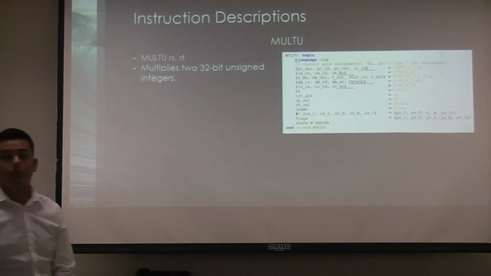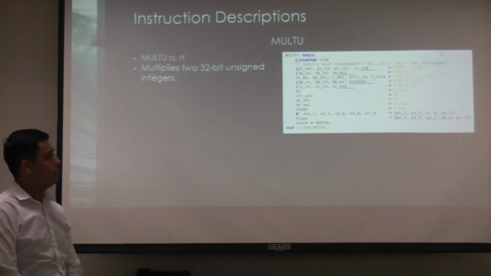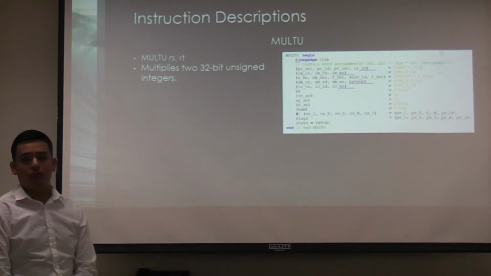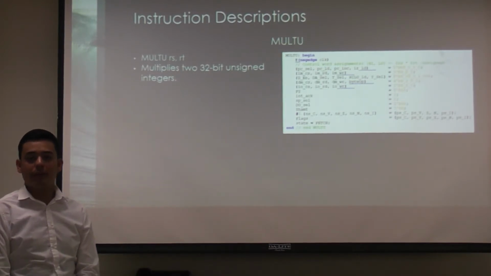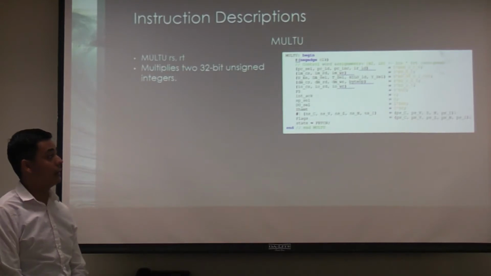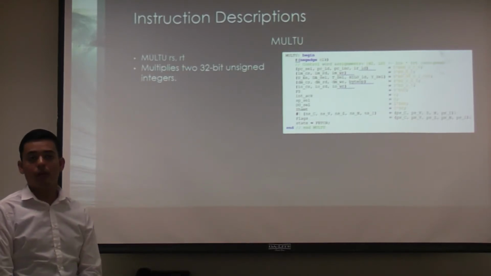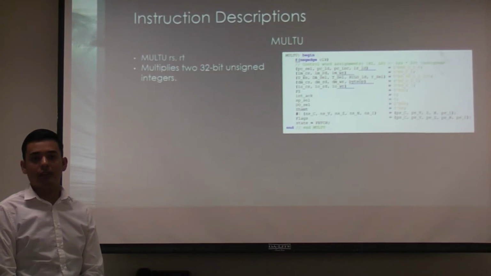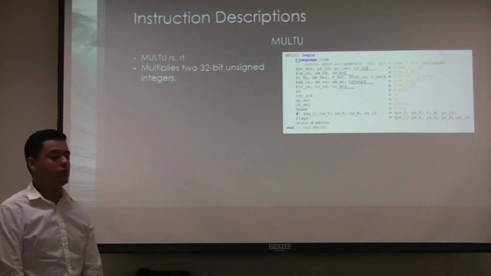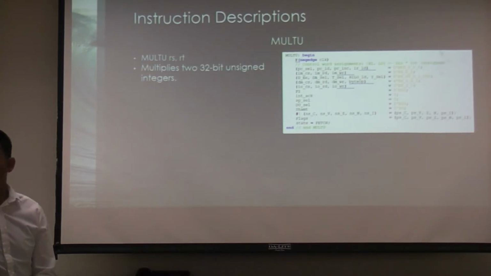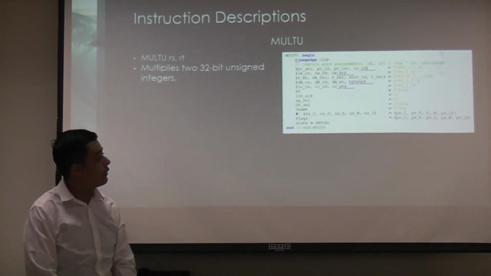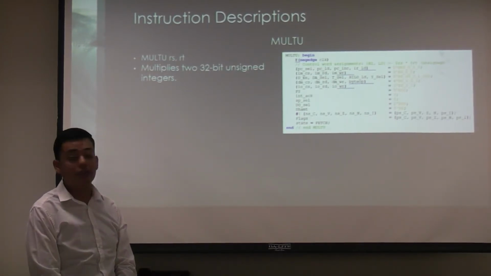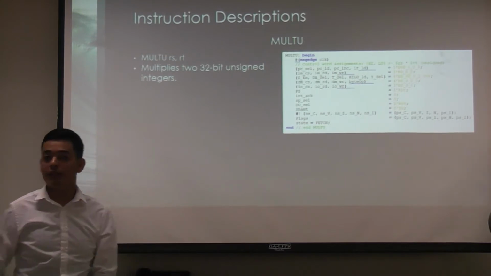We have a multiply unsigned. This works almost exactly as a regular multiply. The only difference is that the negative flag will always be cleared because it's an unsigned operation. So the negative flag will never be set. And as you can see here in the function select, the output for that is 1C.